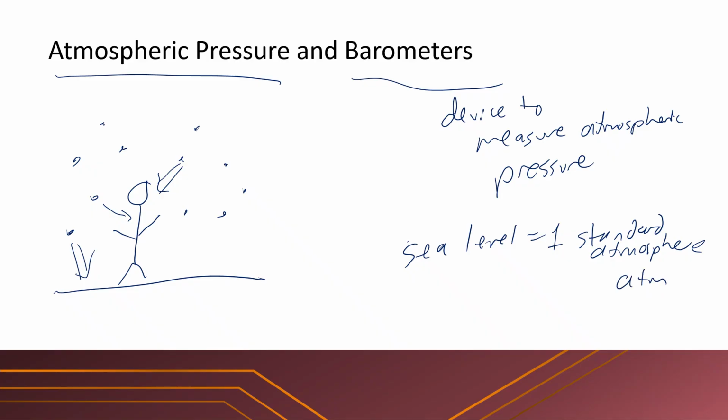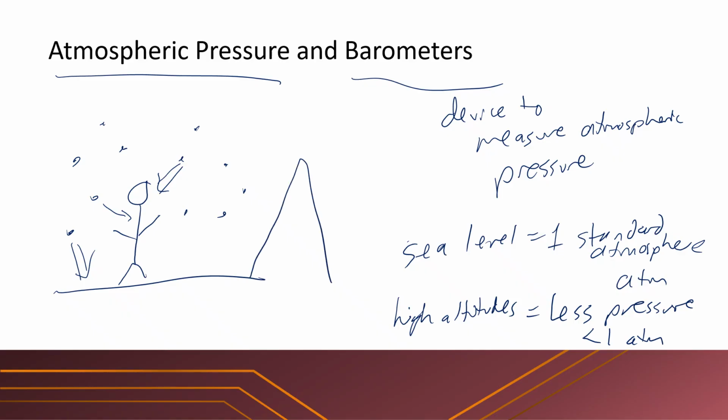Now, if you go to higher altitudes, then you'll have less pressure, or you'll have less than 1 ATM. Because as you go up a mountain, if you're standing at the top of a mountain, or at any really high elevation, you're going to have less air above you that is pushing down and exerting pressure. So higher altitudes have less pressure, lower altitudes have more pressure. And sea level is 1 standard atmosphere. But you can actually get higher than that, depending on what's going on in your surroundings.